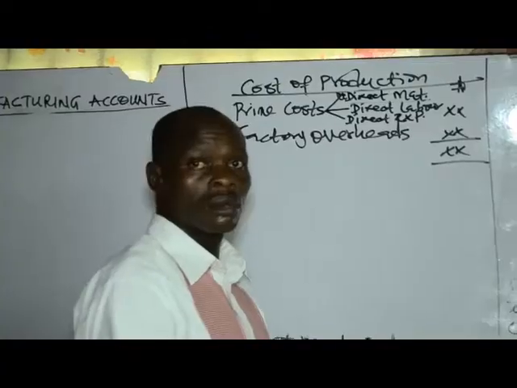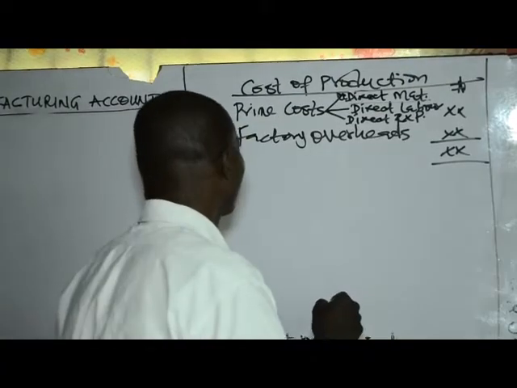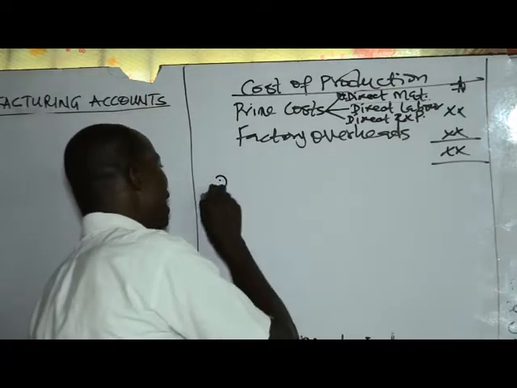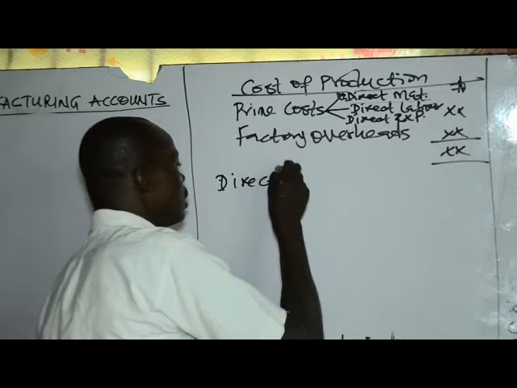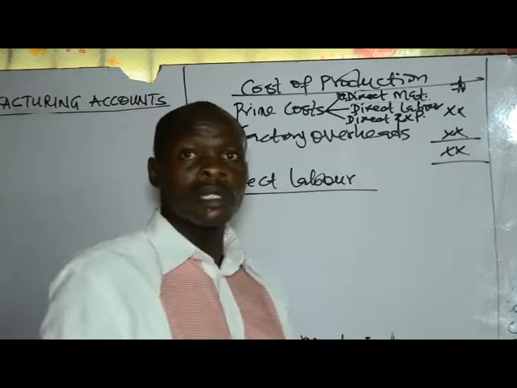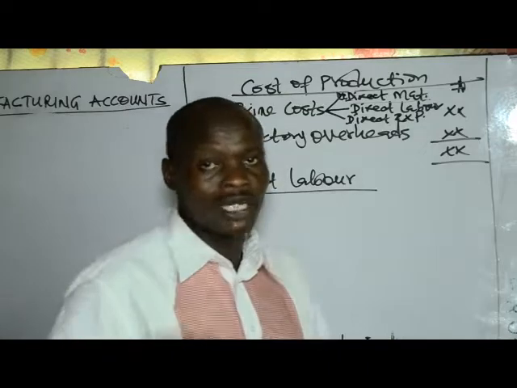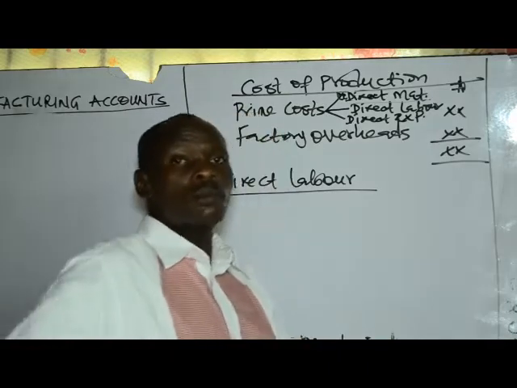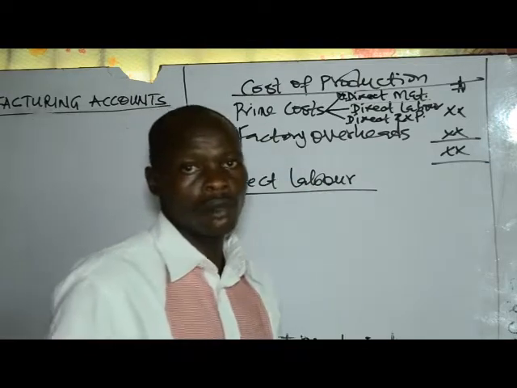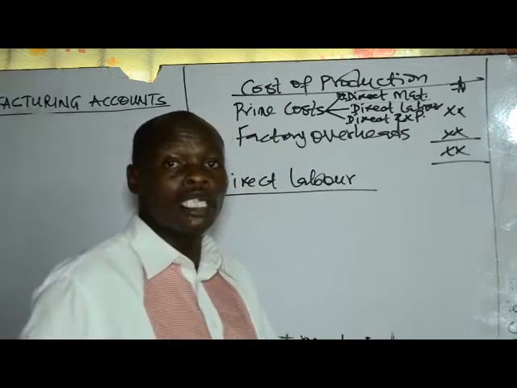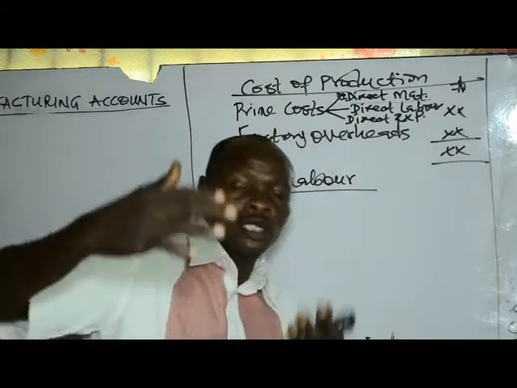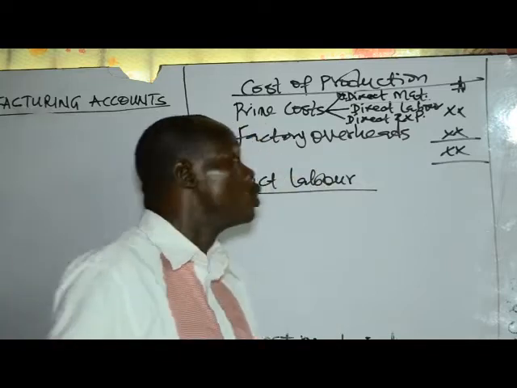I've explained the direct materials. Now, we have the direct labor. Direct labor is the wages of the productive staff whose effort can be traced directly to production. Direct labor is the wages of the staff whose productive effort can be traced directly to production.